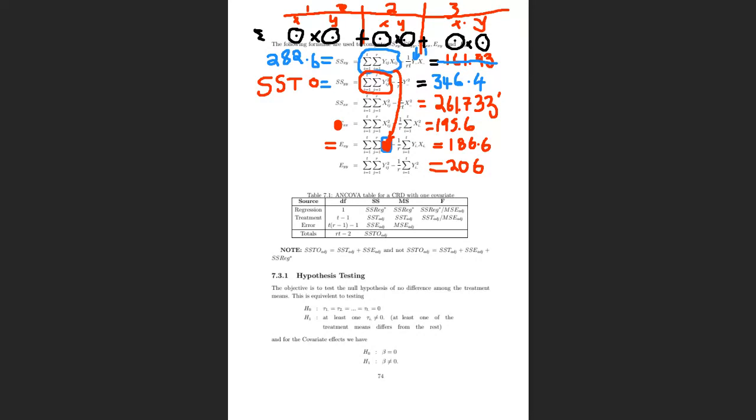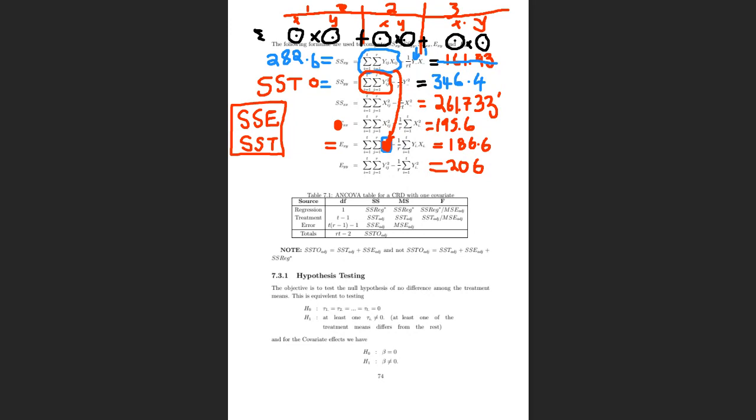Can someone help us with SSE? Because this is the only thing that we want: SSE from CRD, and then SST from CRD. Only give me these two. What do I mean by from CRD? It means ignoring the values of X. Can you please give me SSE and SST? Because already we have SSTO. Can someone help us with the SSE and SS treatment from that problem?